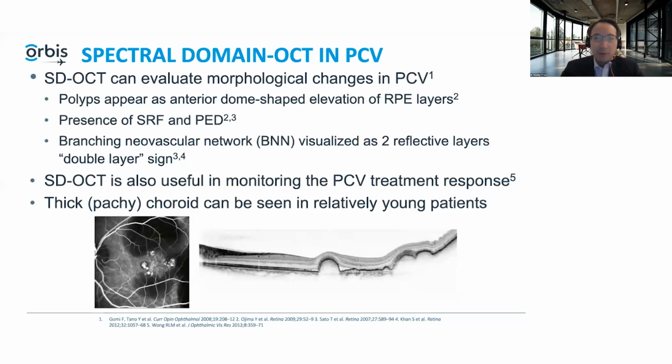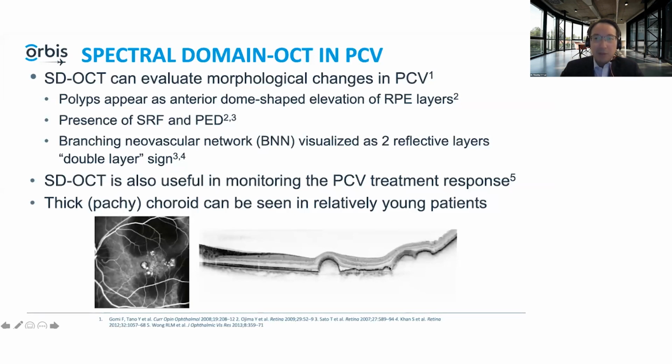You can see the polypoidal lesion appearing as an anterior dome-shaped elevation of the RPE layer, together with the presence of subretinal fluid and PEDs. And the branching neovascular network usually can be visualized as two reflective layers, and we call them the double layer sign. So this is representing the elevation of this neovascular lesion.